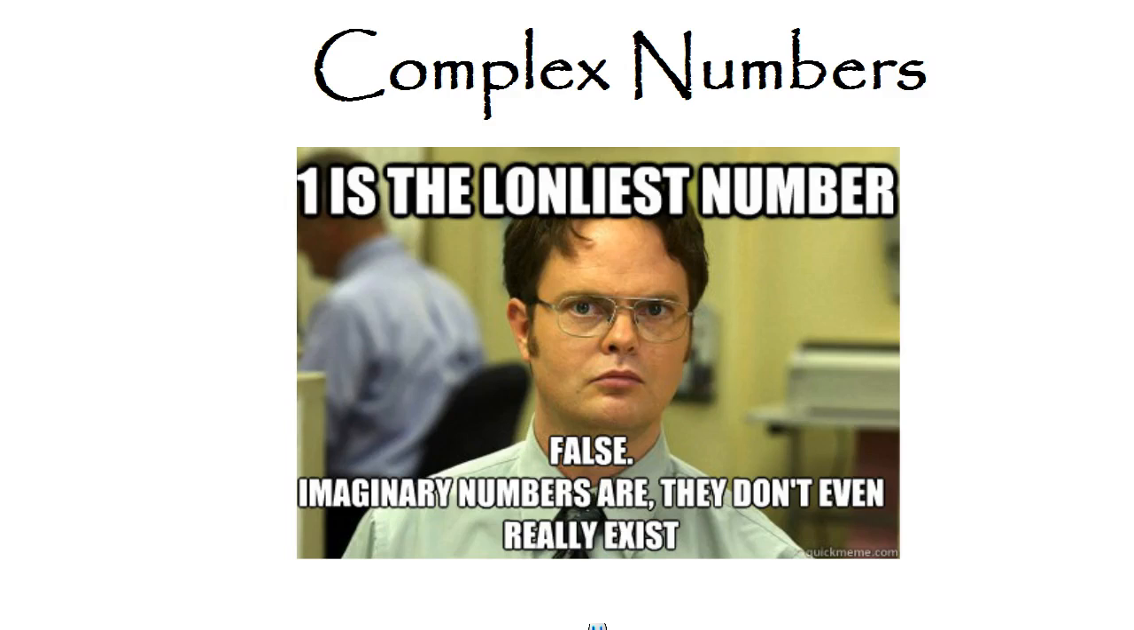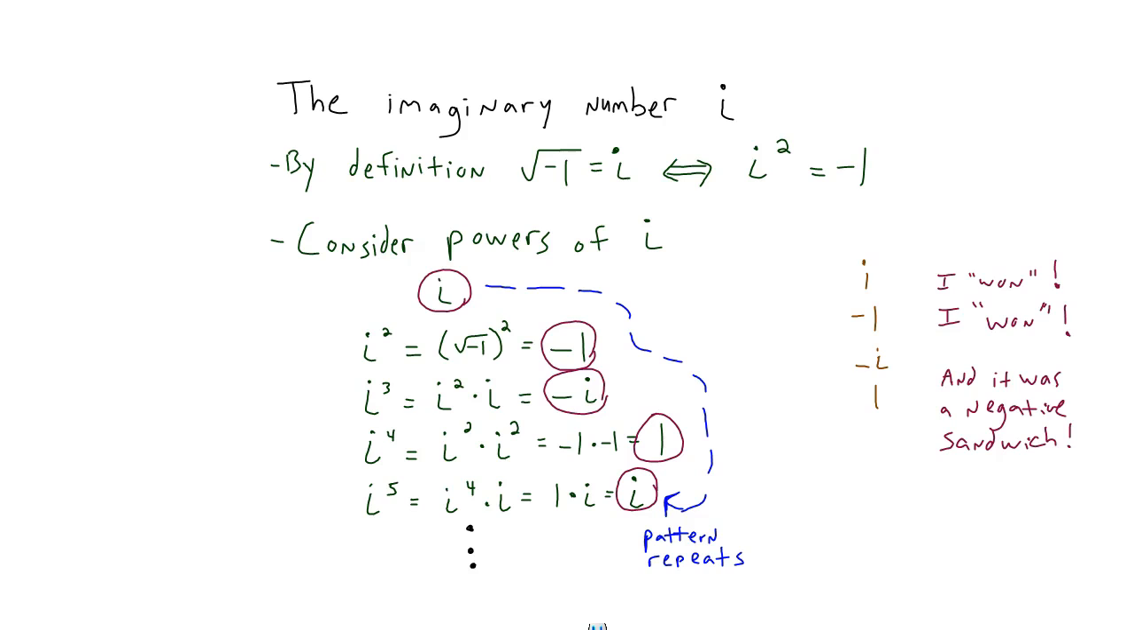Complex numbers are composed of real numbers and imaginary numbers. So let's first begin by talking about what an imaginary number is. You may have seen this before, there's a good chance you have.